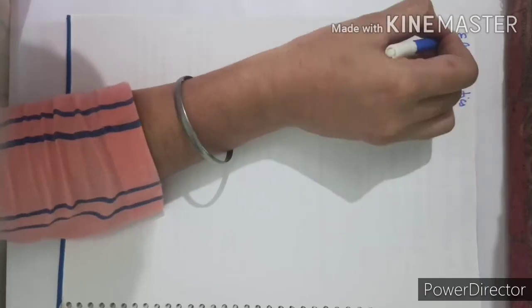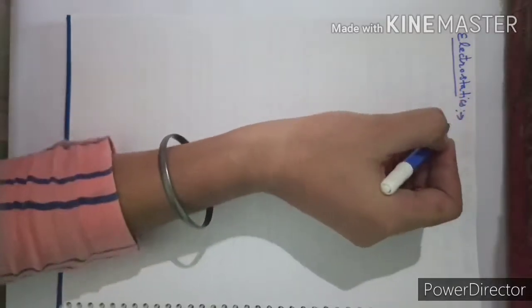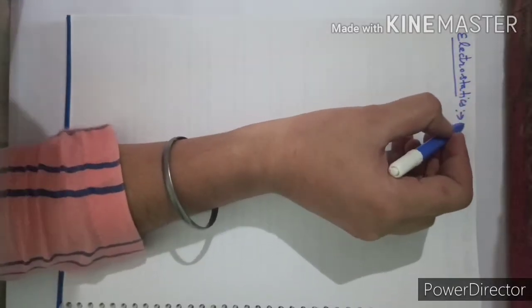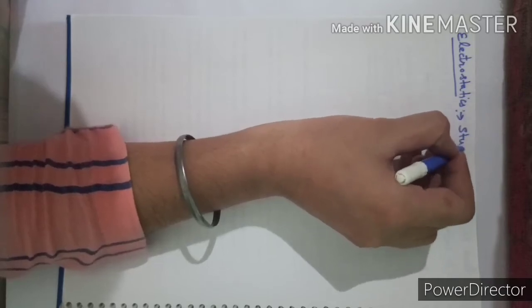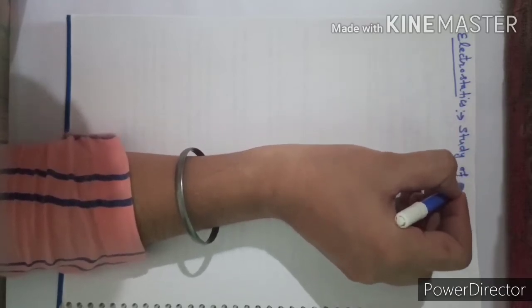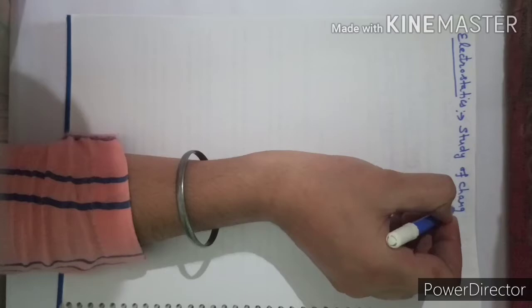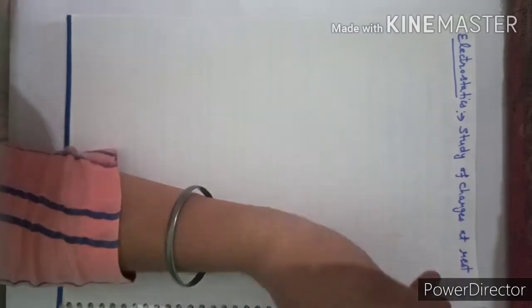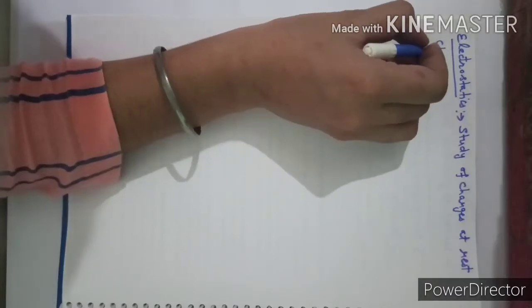Electrostatics is the branch of physics which deals with the study of charges at rest. So this is the study of charges at rest. Now we define what is charge.